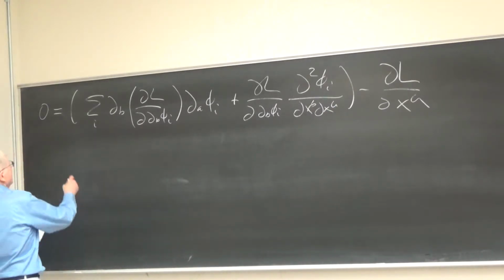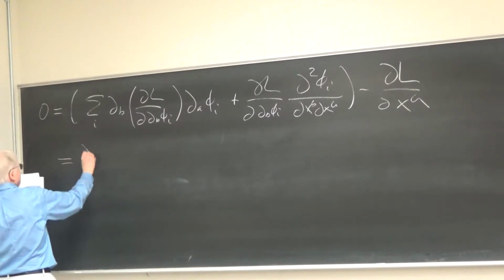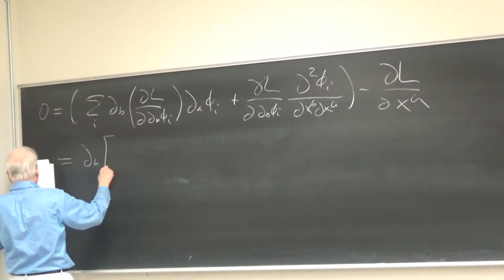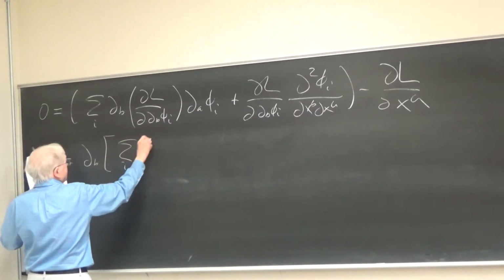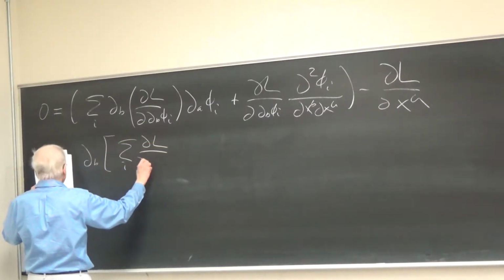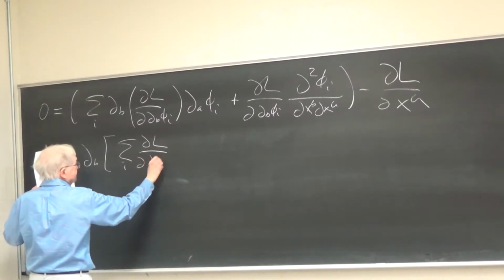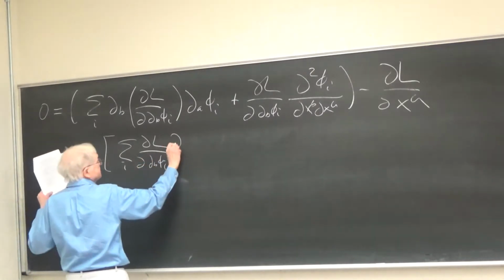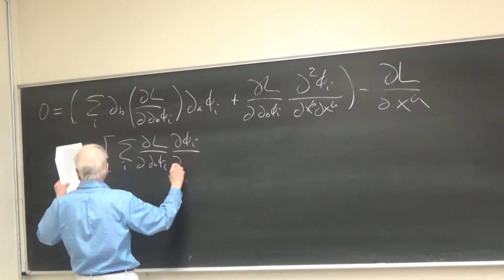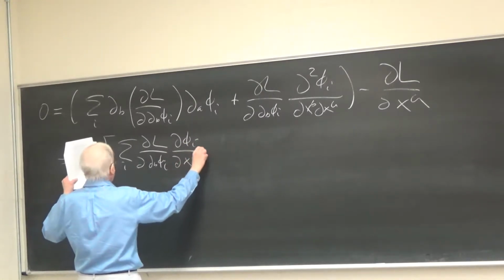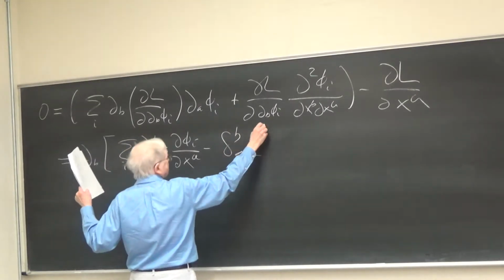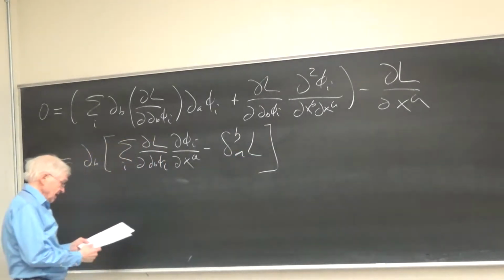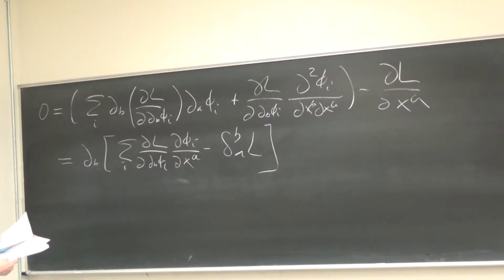And now we can rewrite that as d_b of the sum on i, partial L, partial d_b of phi_i times partial phi_i, partial x^a minus delta d_a of L.